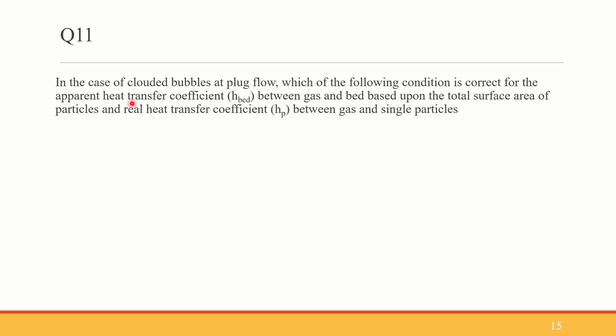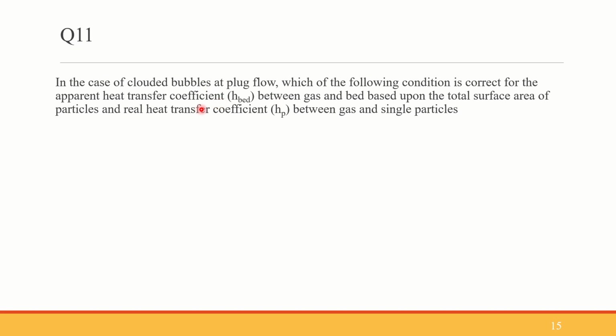The first one is the apparent heat transfer coefficient between gas and bed based upon the total surface area of particles. So here we have the apparent heat transfer coefficient and the real heat transfer coefficient. The apparent heat transfer coefficient is given by H bed, and it is between gas and the bed based upon the total surface area. The next one is the real heat transfer coefficient, based upon the gas and the single particles. The condition given here is clouded bubbles at plug flow.